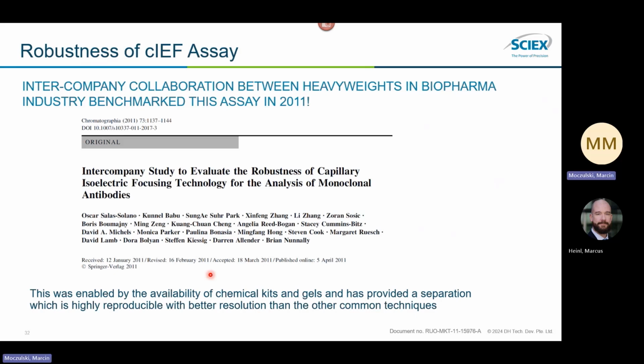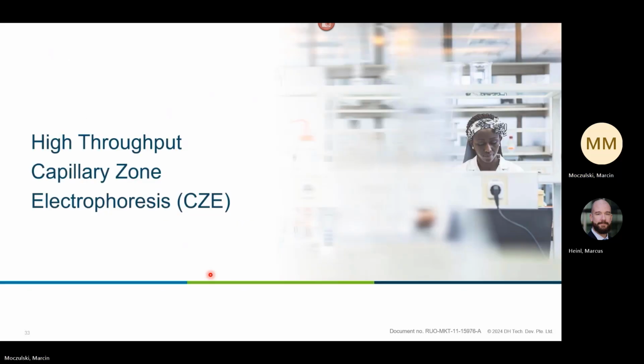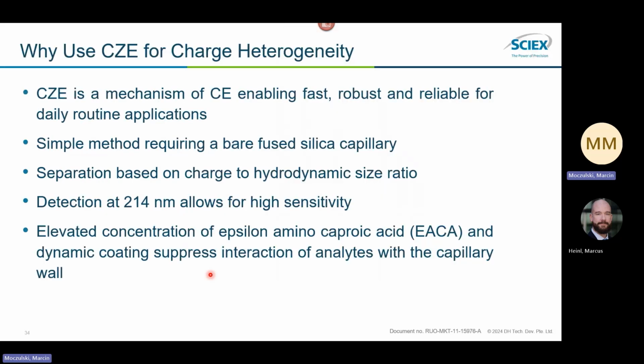Robustness of the method was demonstrated by intercompany collaboration and presented in an article in 2011. Alternatively, a method to isoelectrofocusing is capillary zone electrophoresis. It is a very simple method, also allowing us to monitor charge heterogeneity, where the mechanism is very robust and reliable for daily routine applications. In this method, you can use bare fused silica capillary without fear of an eventual impact of electroosmotic flow.